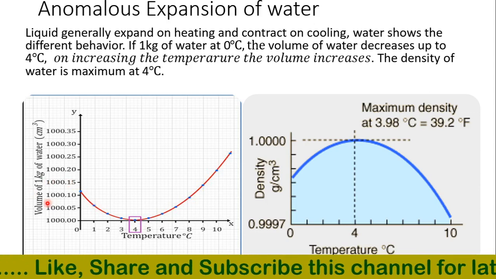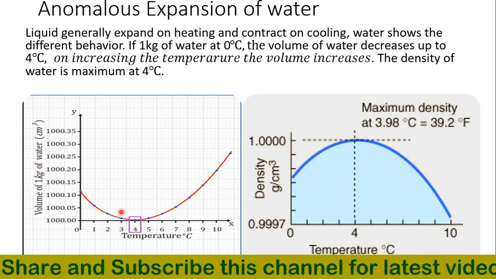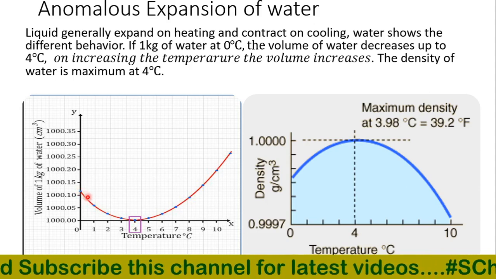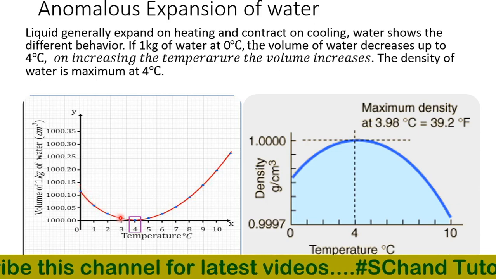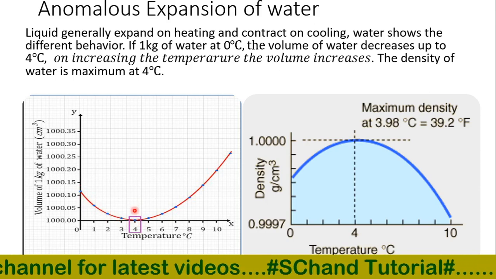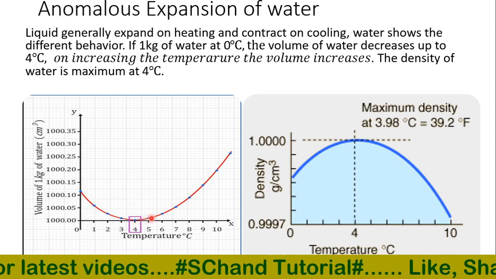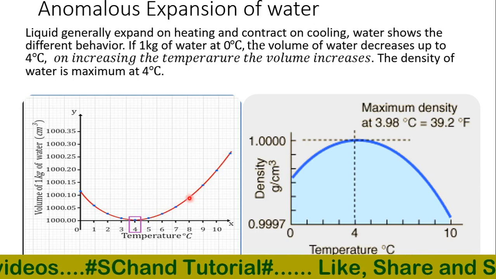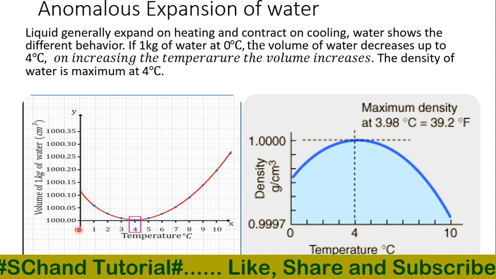If you plot the graph between volume and temperature, the volume of water will decrease up to 4 degrees Celsius. If we take 1000 gram of water and if we start heating it, then with the rise in temperature its volume starts decreasing, up to 4 degrees Celsius here. And after 4 degrees Celsius, you can see here in the graph it starts increasing. So the main range is between 0 to 4 degrees Celsius.